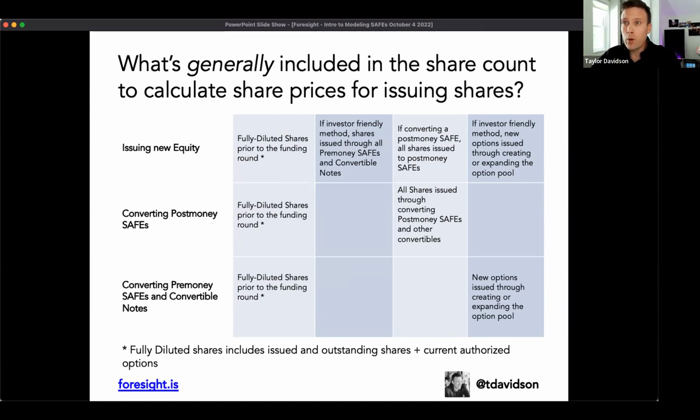The most important point I want to call out here is the difference between converting post-money safes and pre-money safes, right? So if you notice, for both you're going to include in the share count the total of fully diluted shares. Now, what differs there is the other parts.